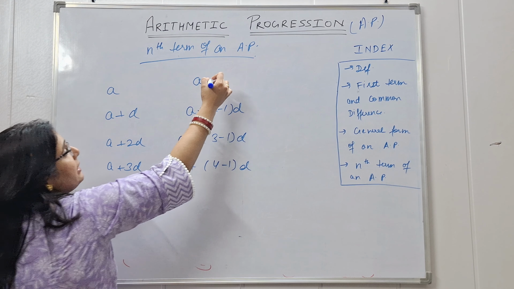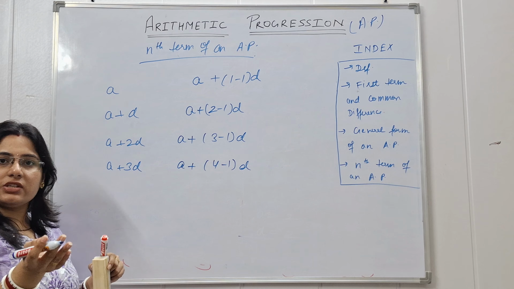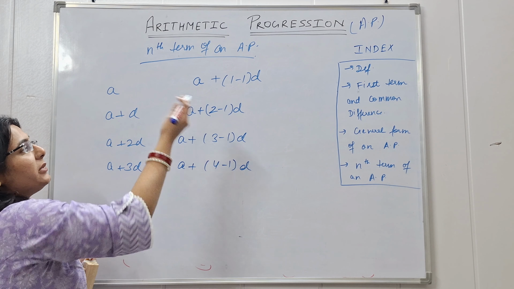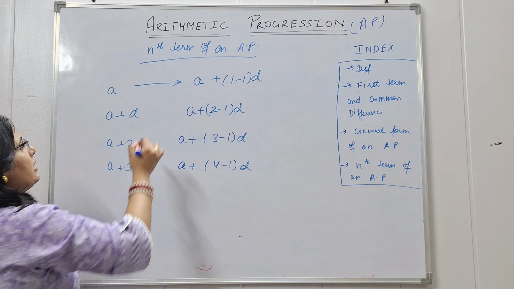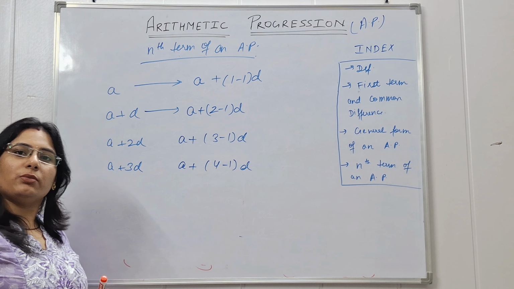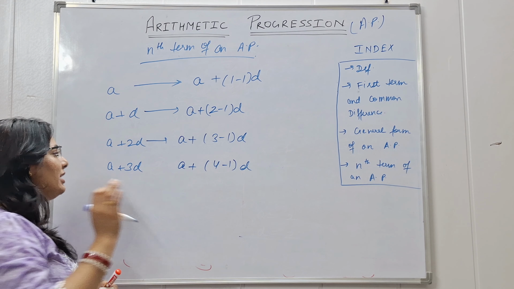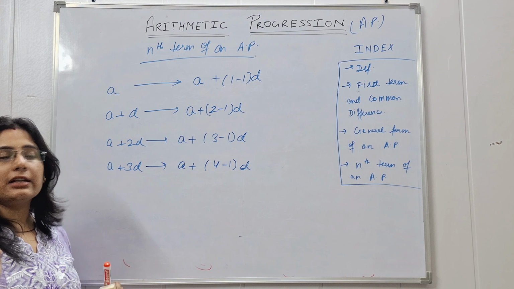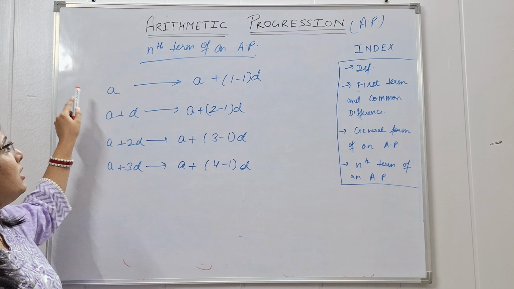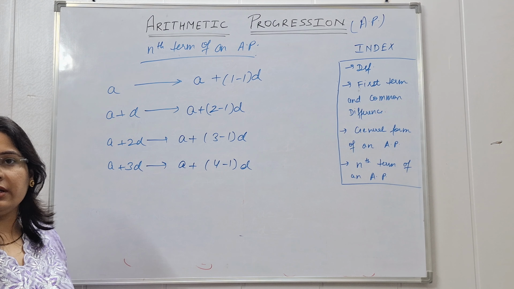And this a can be written as a plus (1 minus 1) into d. Why? 1 minus 1 is 0, 0 into d is 0, and a plus 0 is a. So a can be written as a plus (1 minus 1) into d, a plus d as a plus (2 minus 1) into d, a plus 2d as a plus (3 minus 1) into d, and a plus 3d as a plus (4 minus 1) into d. Clear? Now this is the general form of an AP, and this is the form of the nth term of an AP.